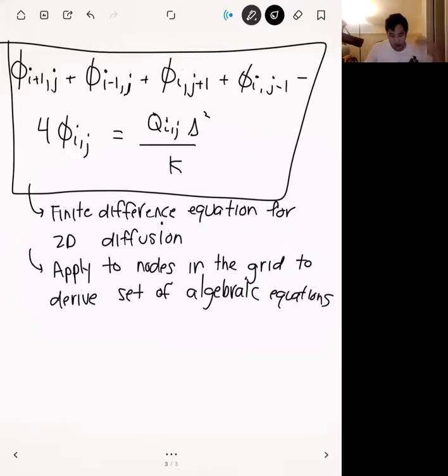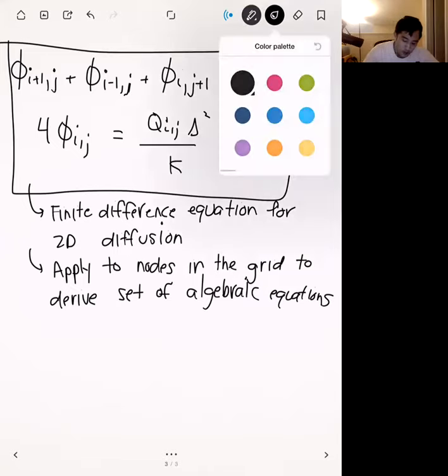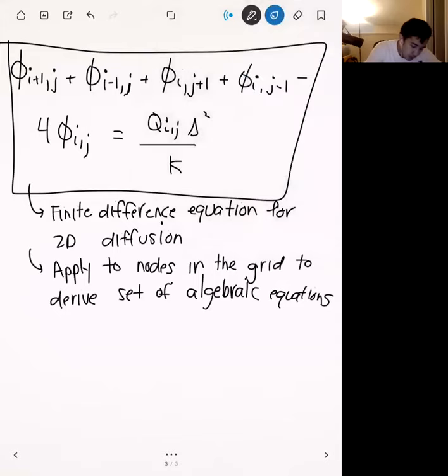All right. Let's examine this expression a little bit, because right now what we have is 5 different phi values here. This is the first one, this is the second one, this is the third one, this is the fourth one, and this is the fifth one. All of them are either i,j or i,j's immediate neighbors.